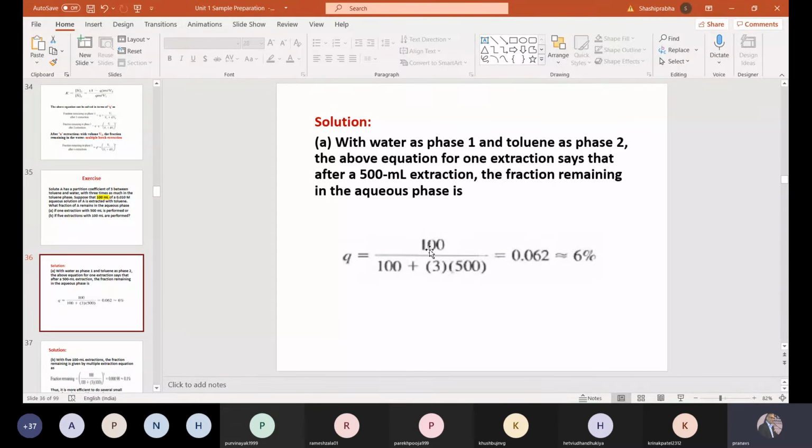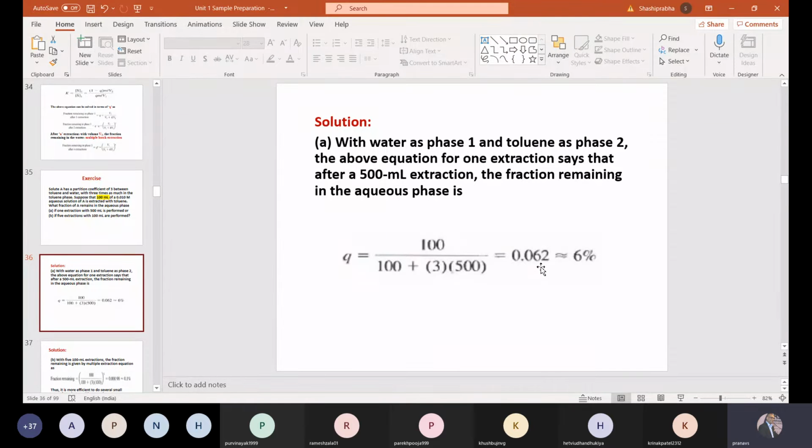We know that Q is equal to V1 over V1 plus K into V2. V1 was 100, V2 was 500, part A, K was 3. Q was 0.062, and if you find out the percentage, it would be 6.2%. So 6.2% remains in the aqueous phase when the extraction was carried out with 500 ml of organic solvent, that is toluene. 94% gets extracted into the organic phase with 500 ml.